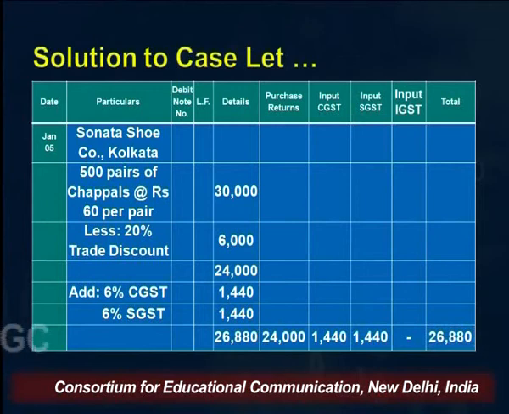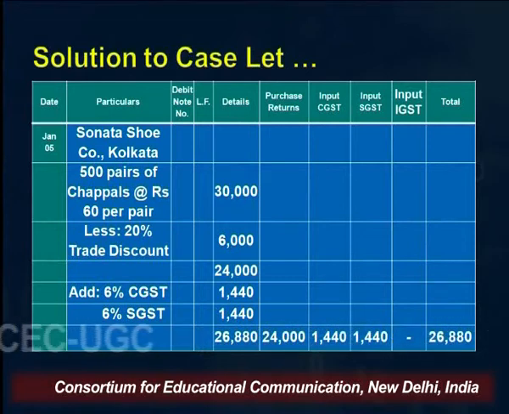So let's go to the solution part. Look at the slide which shows you the format. The format is we have the date column, we have the particulars column, right? Then we have the debit note number, ledger folio, then the details, and after the details we have purchase returns amount in total, and then we have CGST, SGST and IGST. In all the cases this is input, and the last column is total, right? So this is the format.